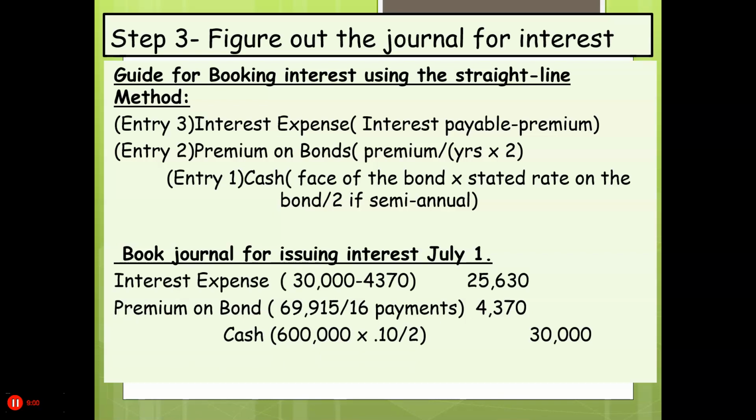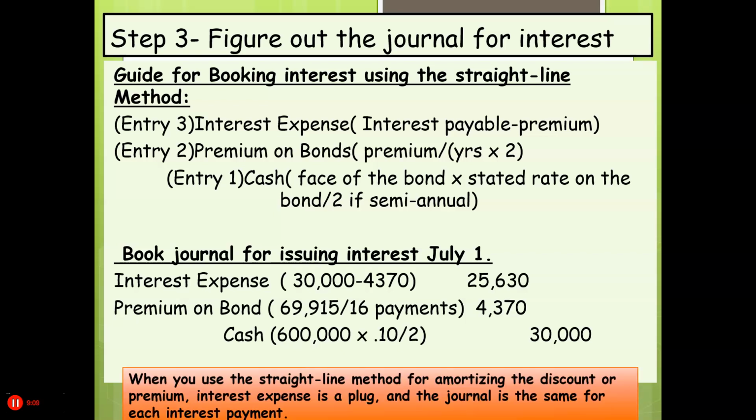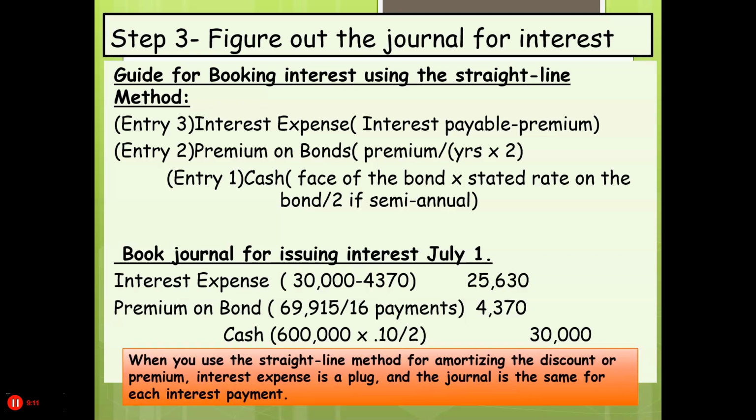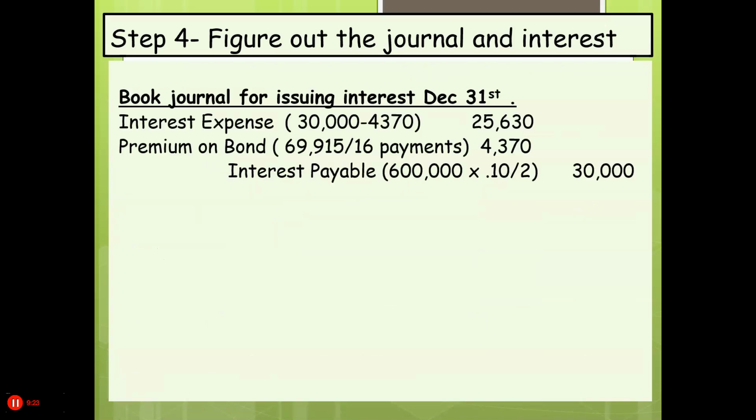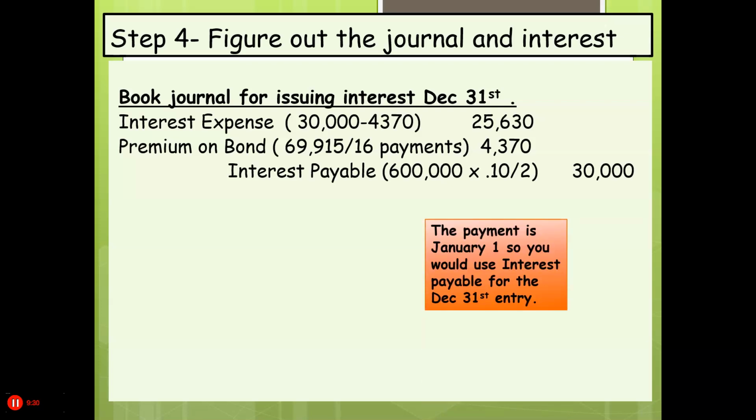Now remember, when you issue bond at a premium, your interest expense is going to be less than the cash. And remember, this entry is going to be exactly the same every time. And when you're doing this method, interest expense is a plug. Now, what's our second journal look like? It's going to go to interest payable because the payment is on January 1st.